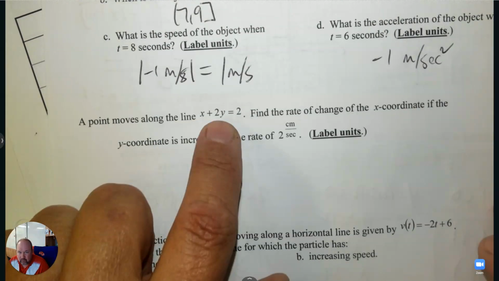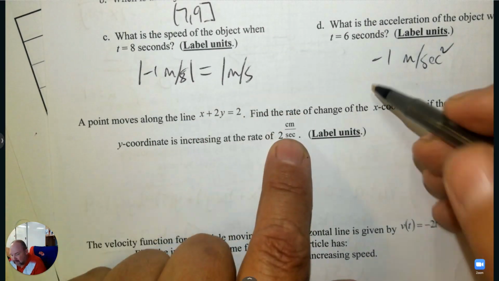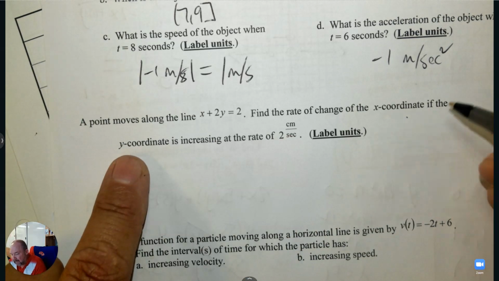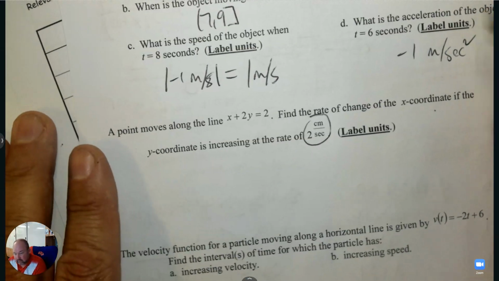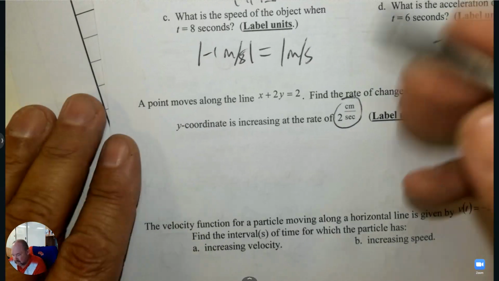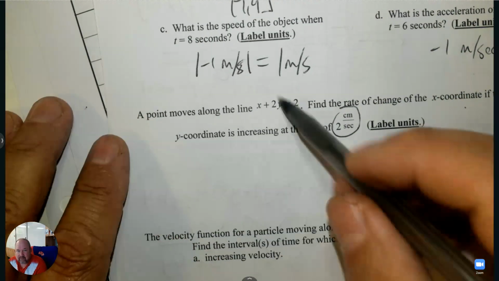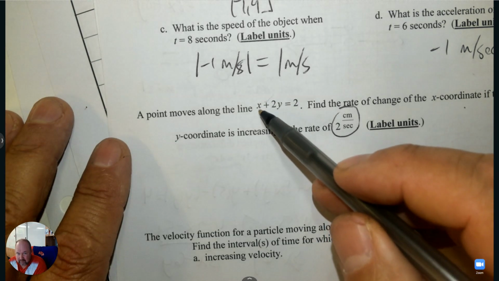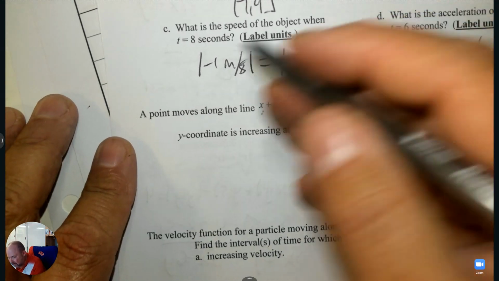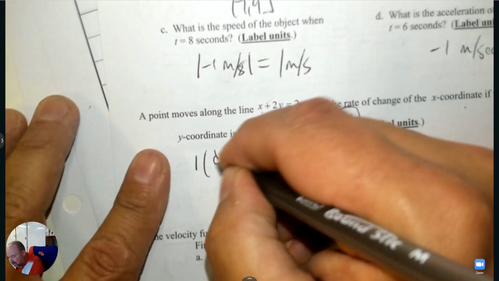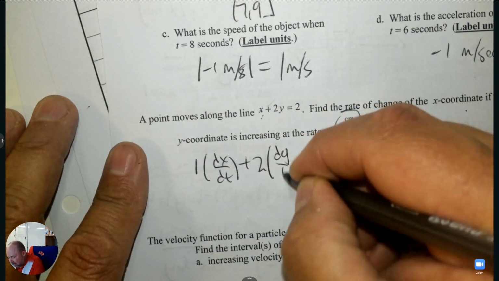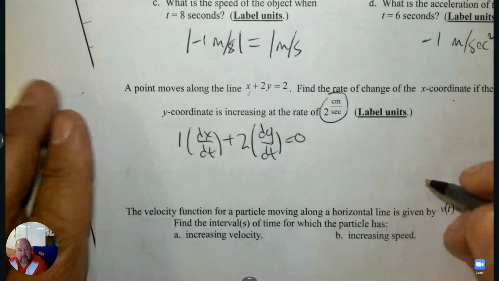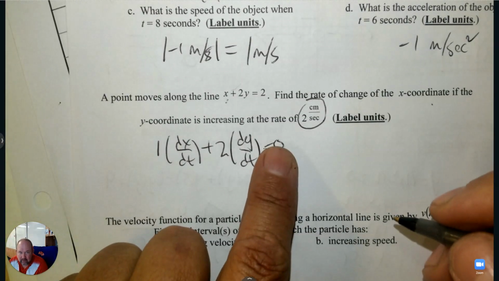A point moves along the line x plus 2y equals 2. Find the rate of change of the x coordinate if the y coordinate is increasing at 2 centimeters per second. So this is a related rate question. So I'm going to take the derivative with respect to time. So the derivative of x is 1, but it needs the hook dx by dt. The derivative of 2y is 2, but it needs the hook dy by dt. And the derivative of 2 is 0. And then I plug in what I already know.